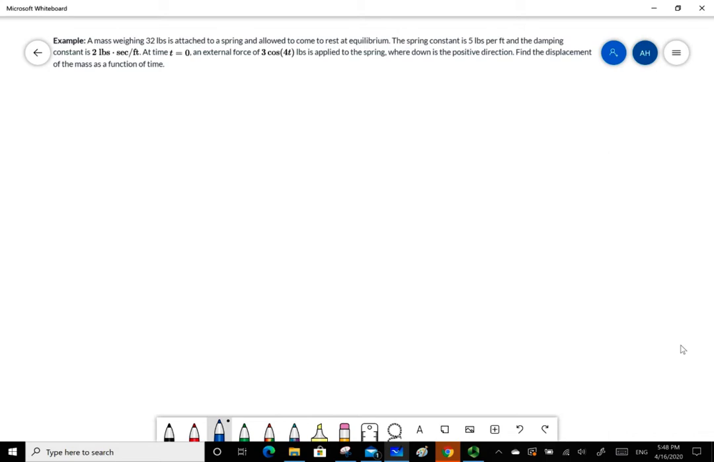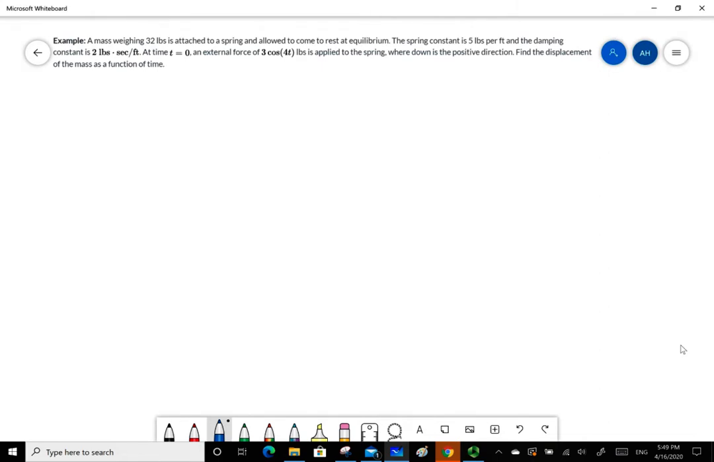A mass weighing 32 pounds is attached to a spring and allowed to come to rest at equilibrium. The spring constant is 5 pounds per foot and the damping constant is 2 pound-seconds per foot. At time t equals 0, an external force of 3 cosine 4t pounds is applied to the spring, where down is the positive direction. Find the displacement of the mass as a function of time.